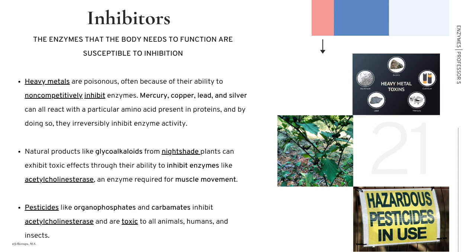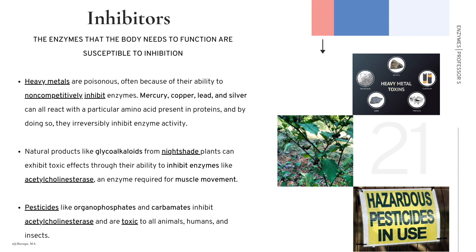Heavy metals are poisonous, often because of their ability to non-competitively inhibit our enzymes. Mercury, copper, lead, and silver can all react with a particular amino acid that's present in our proteins, and by doing so, they irreversibly inhibit enzyme activity. Natural products like glycoalkaloids from nightshade plants can exhibit toxic effects through their ability to inhibit enzymes like acetylcholinesterase, which is an enzyme required for muscle movement.